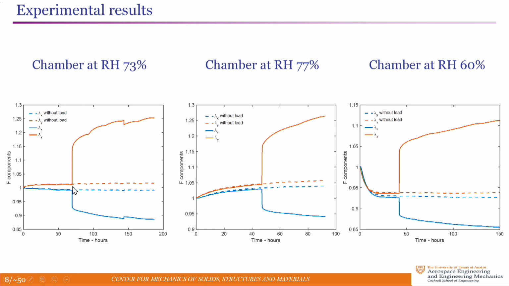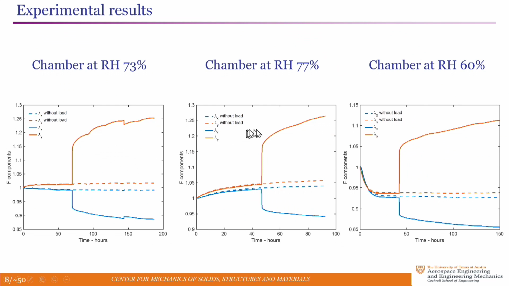At this time instant, about 70 hours or so into the process, the second specimen was loaded by a dead weight of 0.2 newtons, I think. There's an instantaneous elastic response. You add a weight, it stretches by its current Young's modulus, and it contracts in the width direction. With time, it exhibits a creep strain, and this is the creep process.